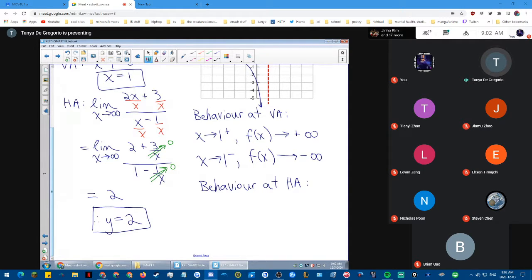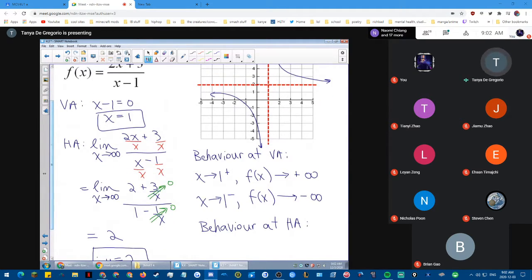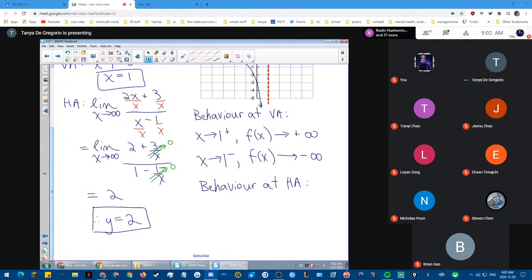Okay, let's talk about the horizontal asymptote. As x gets really big, now we want to talk about what's happening above the horizontal asymptote and below it. So above it, as x gets really big, what's happening? What's my function approaching? 2 from above. Good, excellent. It's approaching this value, 2. And it is from above, right? The horizontal asymptote. Beautiful.